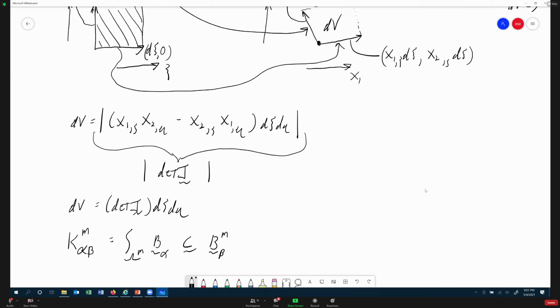On the first dV equation you wrote there, the determinant includes the dξ and dν. Yeah. Then on the second line, it looks like there's an additional dξ and dν outside of the determinant of J. Yeah, good catch. There you go.